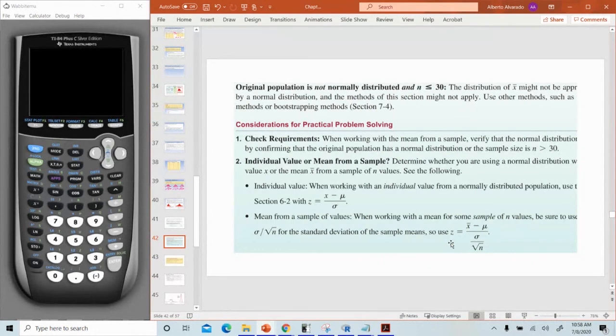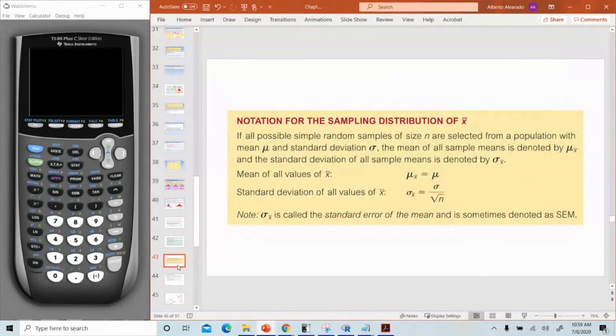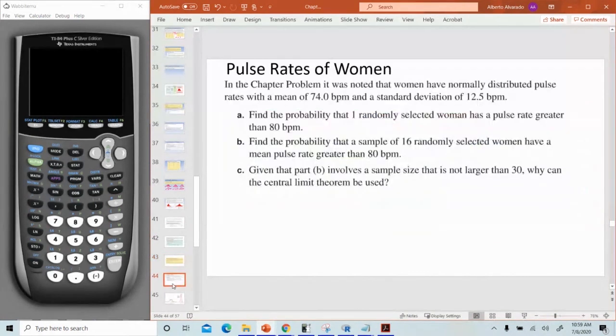If it's not normally distributed, the next question is, is the sample size large enough? In other words, is the sample size greater than 30? So 30 is this kind of magic number where we say it's large enough to use the central limit theorem. Then from there, we have the notation, but I think we're going to have to cut it off there.